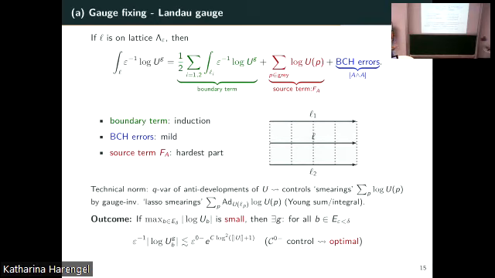If you average the curvature, you don't get something that's gauge invariant. So this technical norm, I'll just say one or two words on it. It's given by a Q-variation of anti-developments of U along these rectangles. And what you use it for, the important part, is to control these smearings, these averagings of log of U_P, by something which is gauge invariant, which is actually Lasso smearings. And here again, Young integrals appear, because when you rewrite this in terms of that, you rewrite it as a Young integral or a Young sum. Actually, these are just sums.